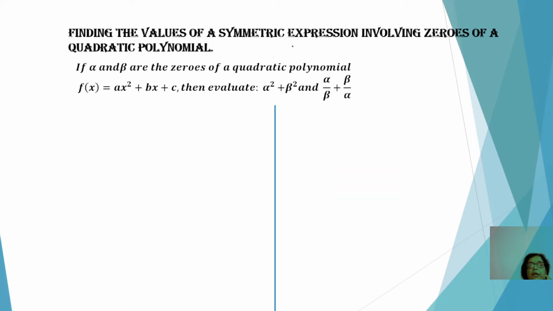Next one is finding the values of a symmetric expression involving zeros of a quadratic polynomial. Now here we are given the general polynomial ax square plus bx plus c, and we need to find the sum of the squares of the zeros in the first case, and here we are given another expression alpha by beta plus beta by alpha. So we'll take one at a time. Now from this ax square plus bx plus c, we can write the sum of the zeros as minus b upon a and the product of the zeros as c upon a.